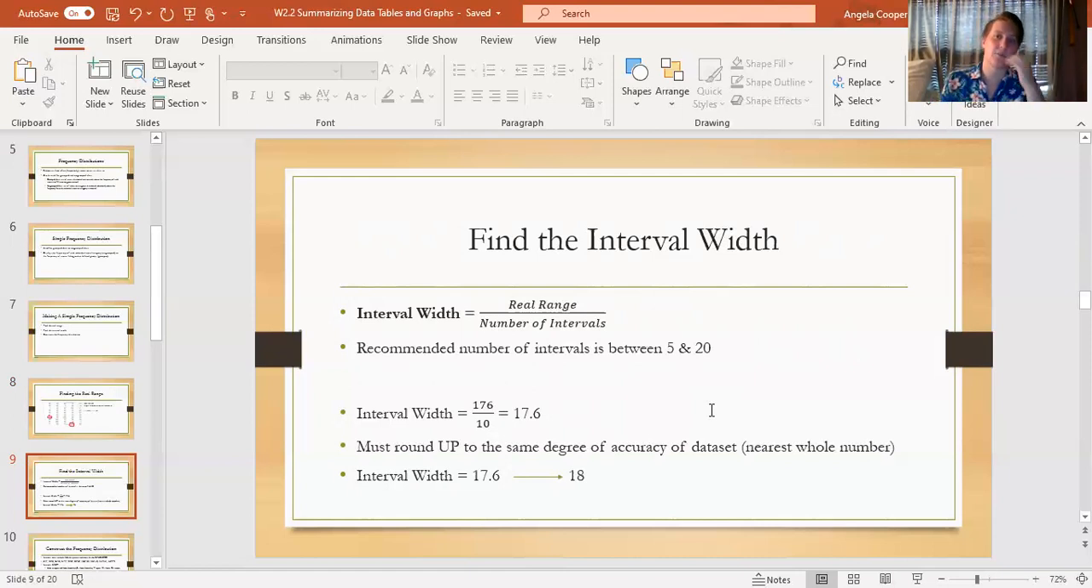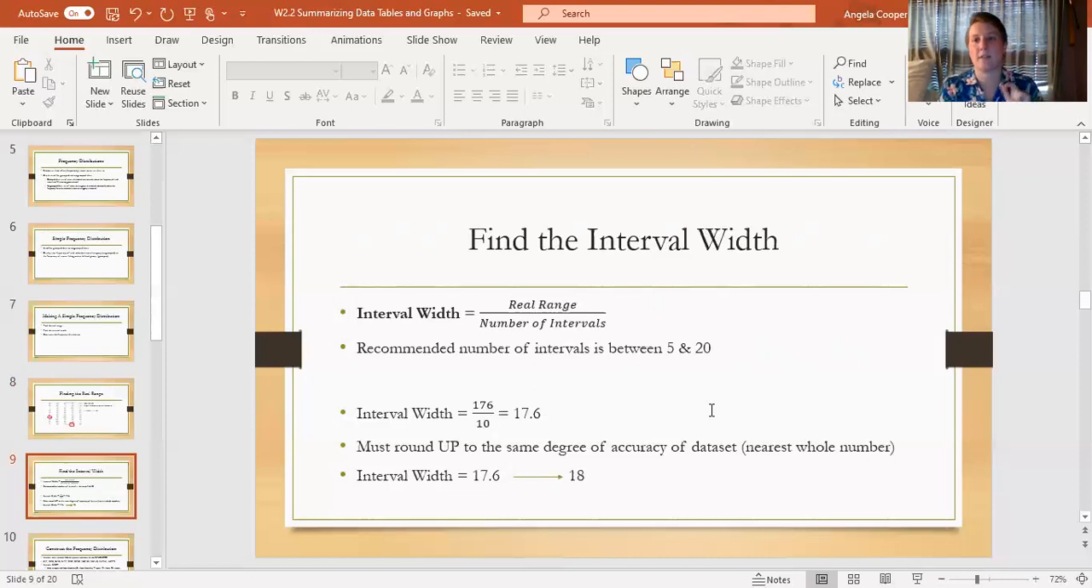If we did have decimals in our original data set, it'd be fine to leave the interval width at 17.6, but we don't. So in order to correct that, we must round up to the nearest degree of accuracy, which in this case just means numbers that match the original data set. All our numbers were whole numbers, no decimals. That's how we want our interval widths.